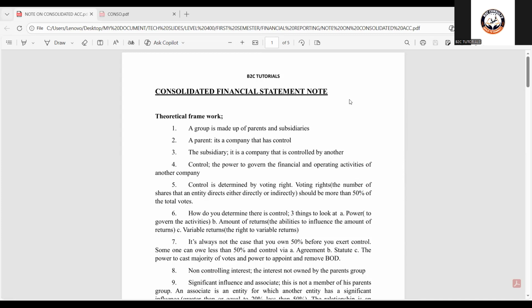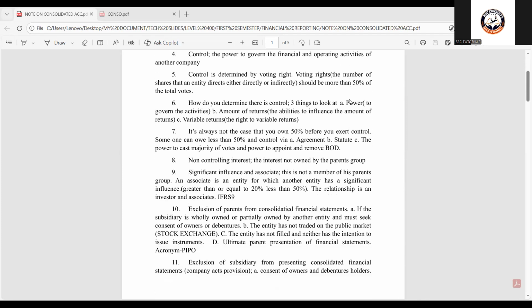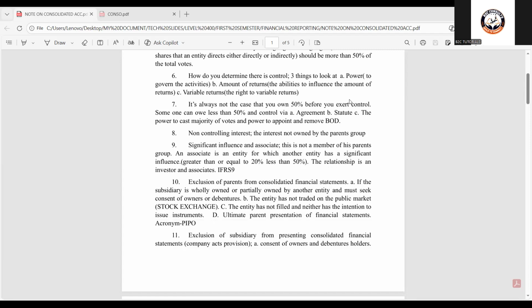And so we looked at instances whereby the other companies have agreed to allow you to manage the company on their behalf, or the court has instructed you to control the firm, or you have the power to appoint the majority of the board of directors for the company, though your voting right is less than 50%. Then we also looked at what non-controlling interest really meant. We looked at what a significant influence is, because it is an associate who falls between 20% and 50%. That is considered as an associate.